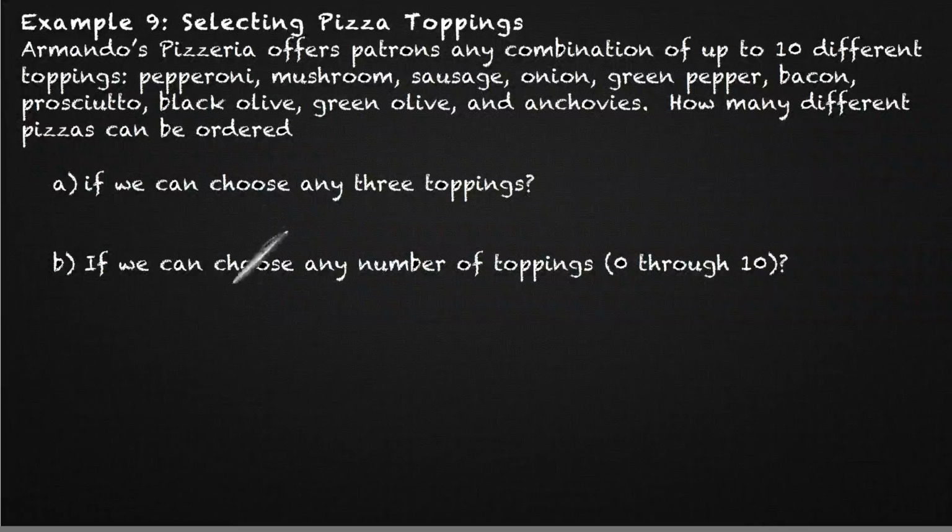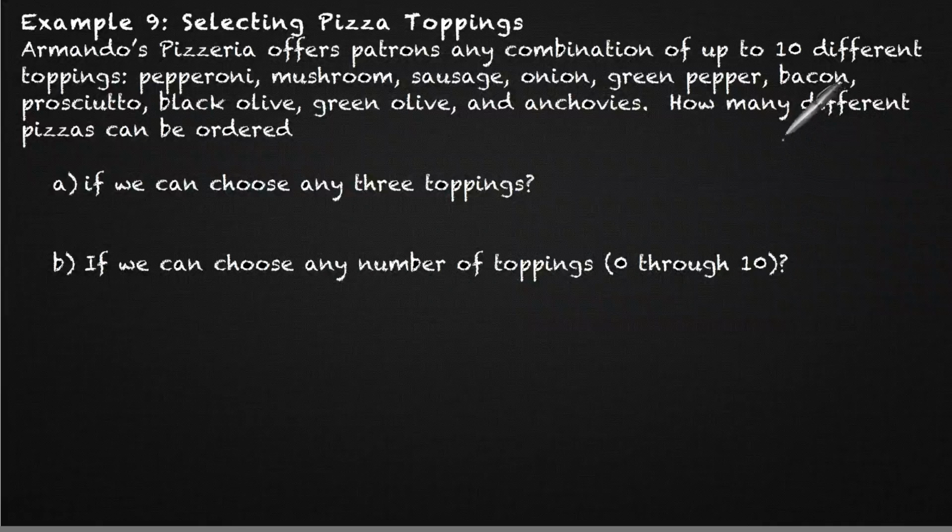Okay, in this last example, we have Armando's Pizzeria, which offers patrons any combination of up to 10 different toppings. And reading these toppings is making me hungry right now. How many different pizzas can be ordered if, scenario A, you can choose any 3 toppings? In other words, you must choose 3 toppings, no less, no more. You have to choose 3. So the question is, is this a combination or a permutation?